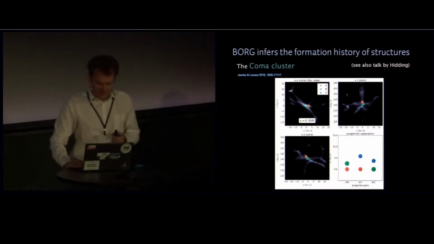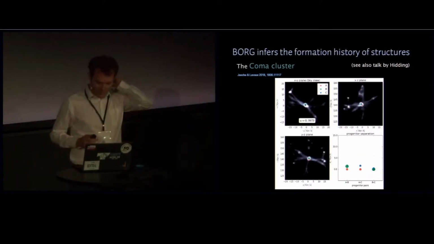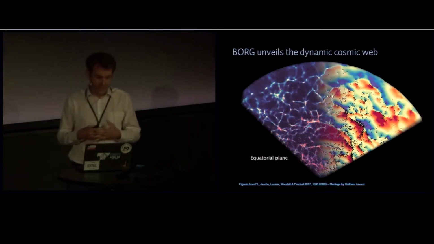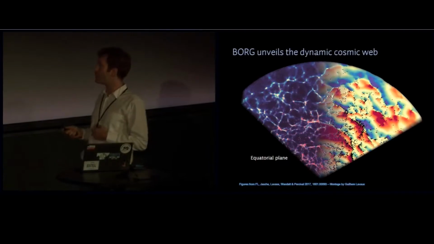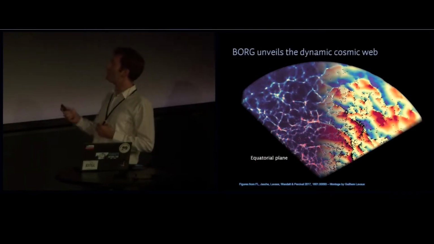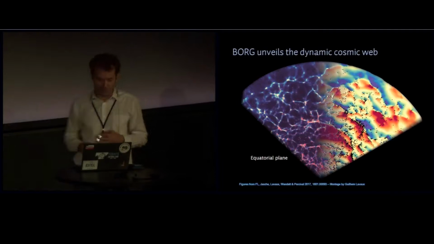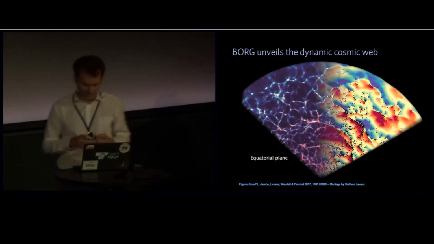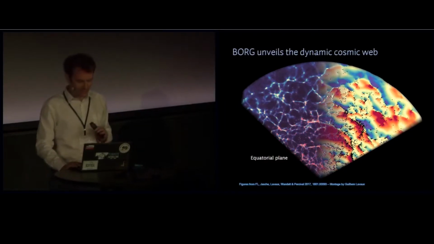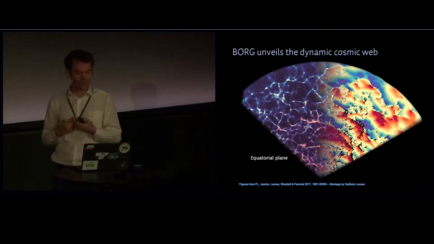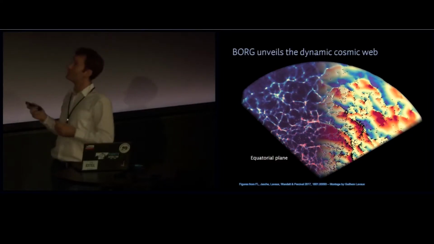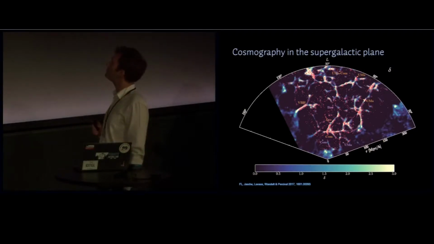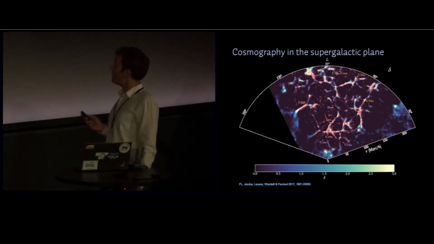So we can have a look at this dynamic structure, and one more thing is that BORG not only gives the density field, but also unveils the entire dynamics of the cosmic web. Here I'm showing you again the equatorial plane, with galaxies overplotted on the left on the dark matter density field, and on the right a reconstruction of the radial velocity field. So we have reconstructions of the density fields. Here is a look at the supergalactic plane, and for those of you familiar with the local universe, you may recognize some familiar structures.